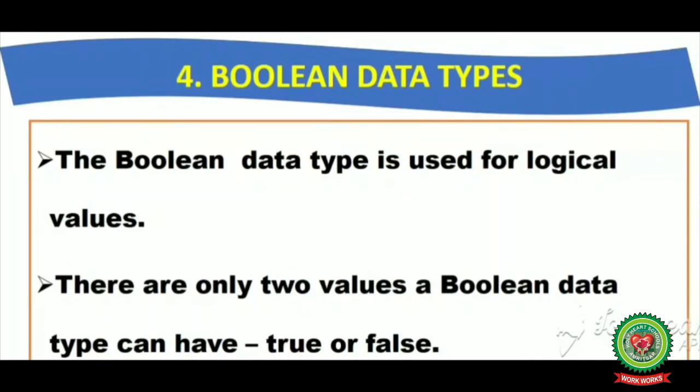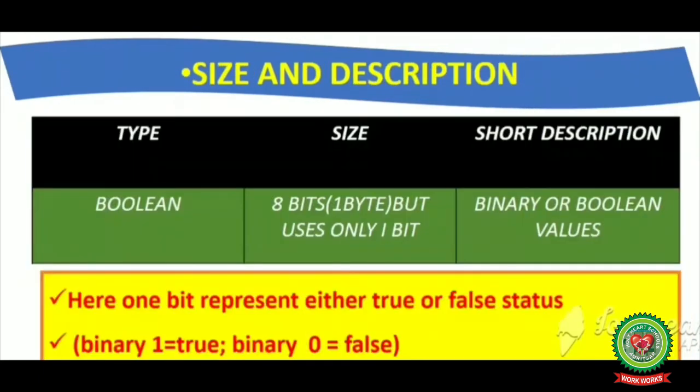Now we will discuss the Boolean data type. Boolean means true or false. The Boolean data type is used to store logical values. There are only two values a Boolean data type can have, that is true or false, or we can say yes or no, or on or off.